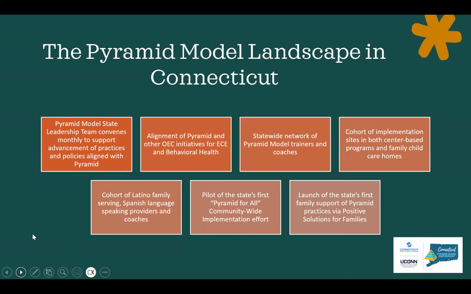Just this past year, we initiated a pilot of the state's first Pyramid for All community-wide implementation effort, and I'll tell you about that in just another slide. And we also launched this past year the first cohort of Positive Solutions for Families facilitators, and those are folks that are now officially trained to facilitate group training series for families. And it's a really great model where that happens not only in educational settings, but in family resource settings, in libraries, in a range of community and family spaces.